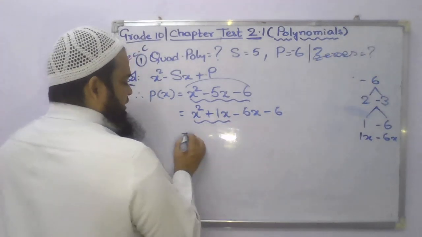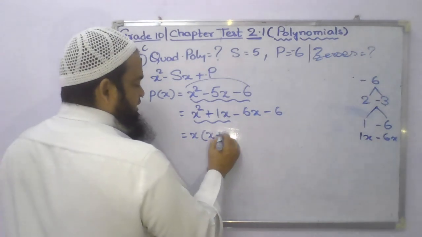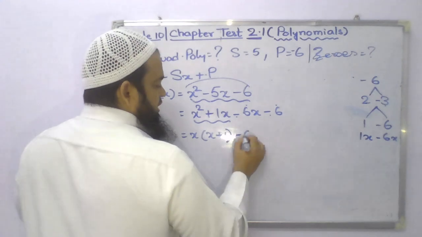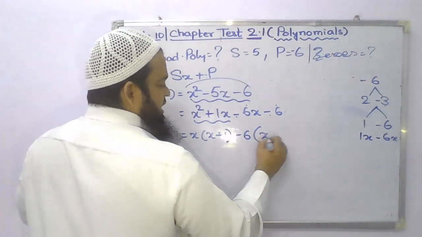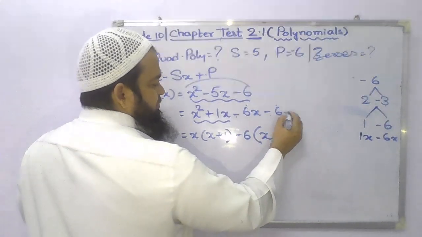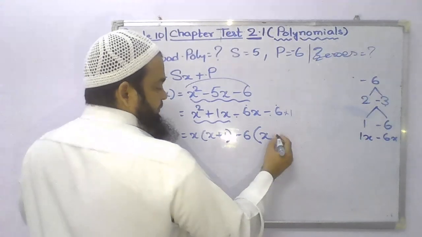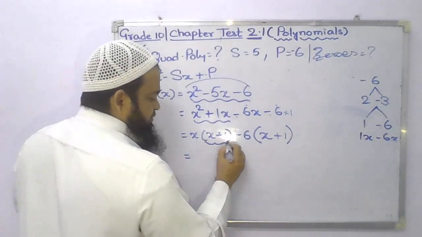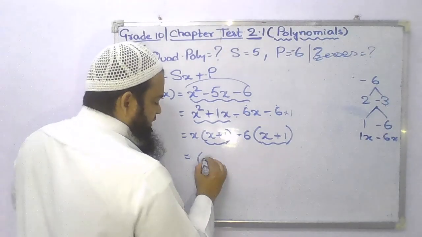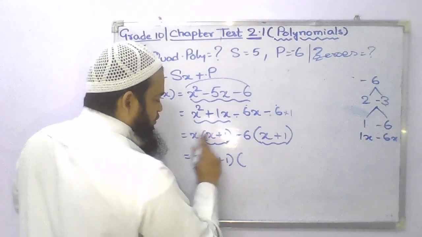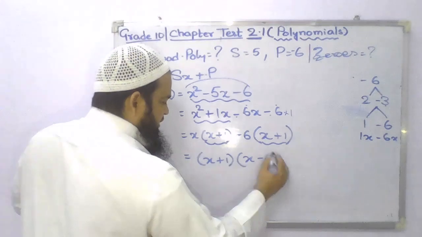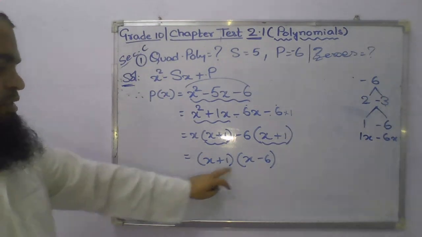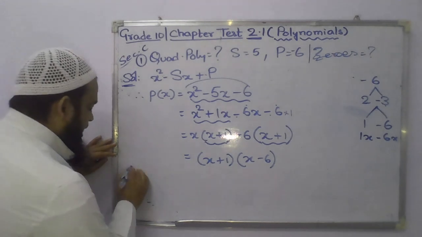So what is common here? x is common, so it is x(x + 1). And in the other two terms, -6 is common. When I take -6 out, into x and into 1, it will be +1. So what is common? x + 1 is common in both. Let us take x + 1 common, and what do you have here? x - 6. So you factorized the given polynomial as (x + 1)(x - 6).